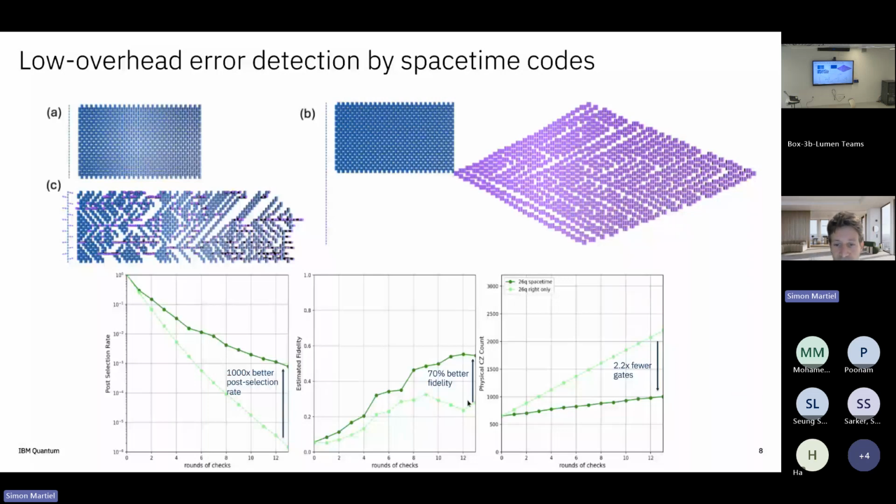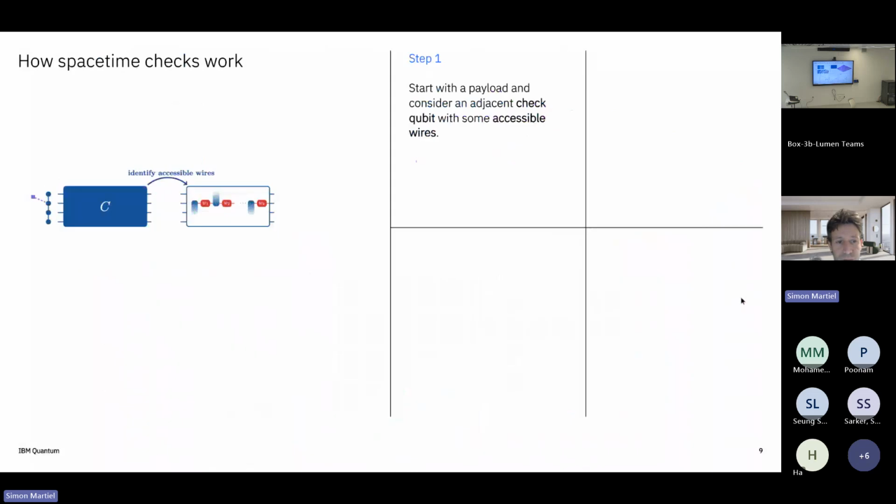And we still get a 17% better fidelity assessment of the final state, compared to the state-of-the-art technique. And this is greatly due to the fact that we use roughly 2 times fewer gates to implement the same type of detection. So basically, if we can reduce gates, we can improve post-selection rate and fidelity, and this is exactly what we want for this type of application. So how does it work?